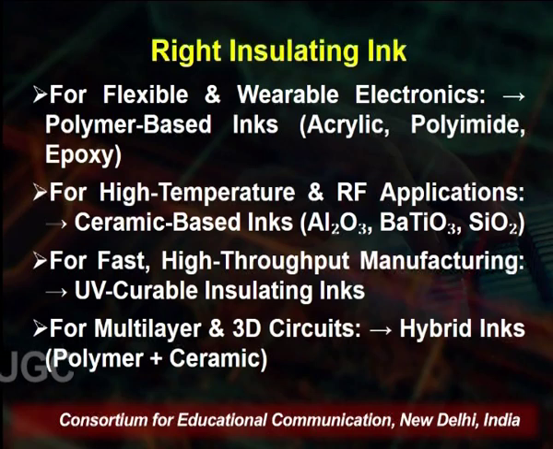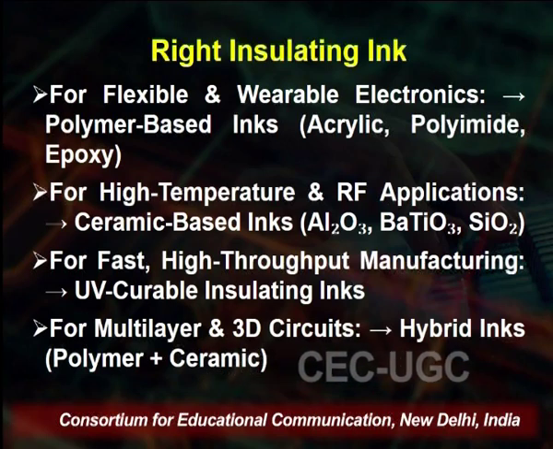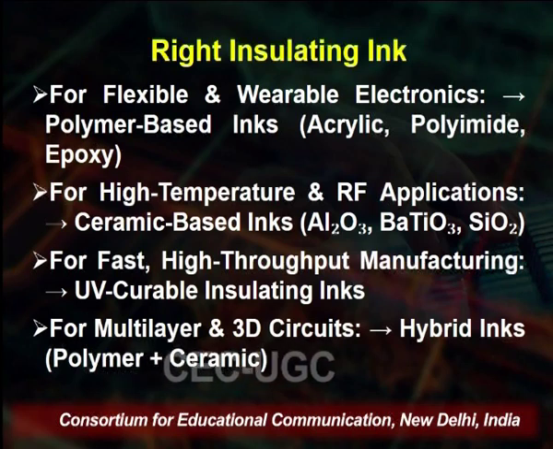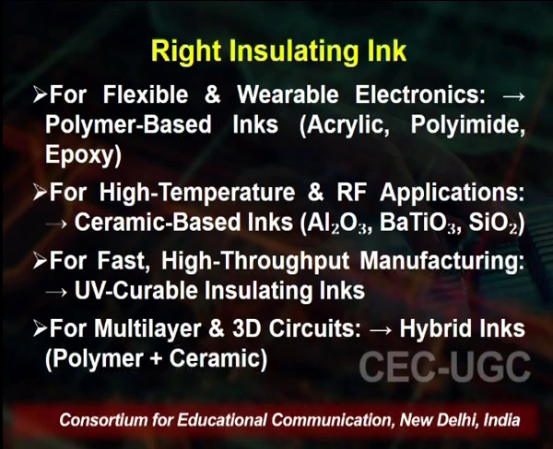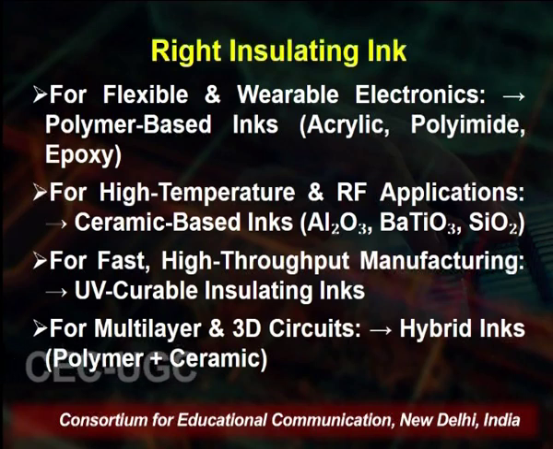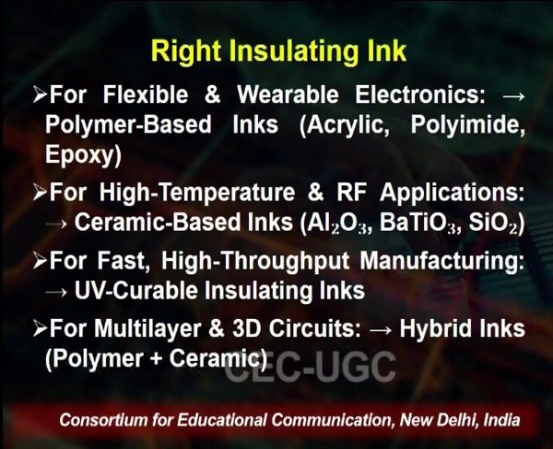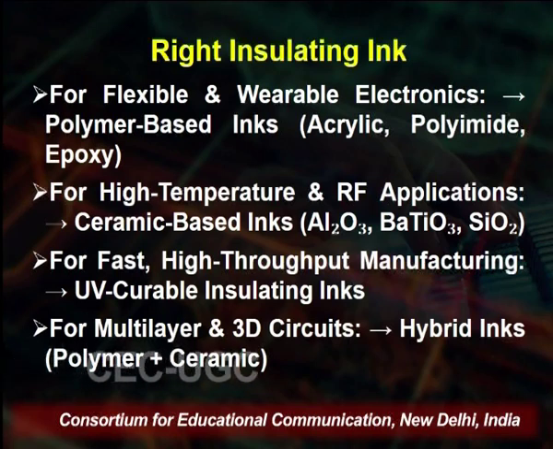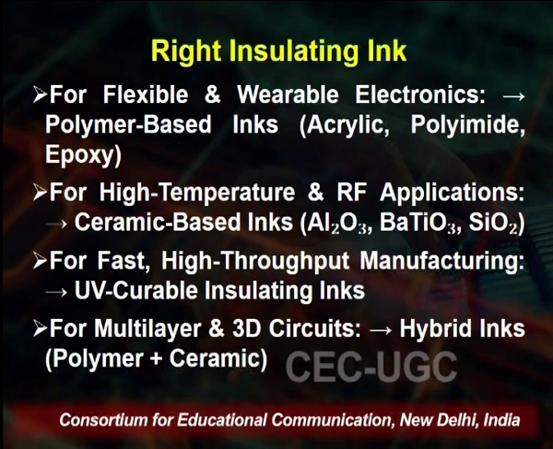Again, the parameters to choose the right one, we have discussed. Now, how do we choose the right insulating ink for the right devices? For flexible and wearable electronics we use polymer based ink, and for high temperature and RF applications we use ceramic based ink. For fast high throughput manufacturing we use UV curable insulating ink. For multi-layer and 3D circuits we use hybrid ink, which may be polymer or ceramic. So these types of inks we can use.